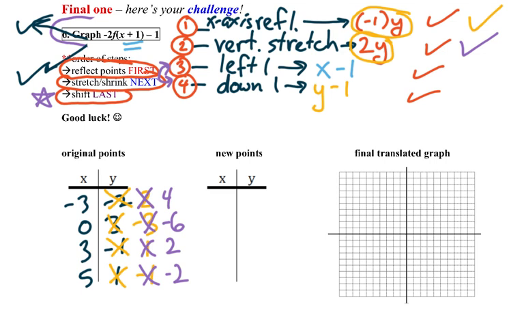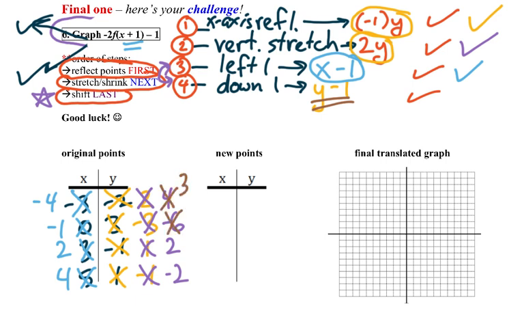So we're going to take all of our x values and subtract 1 because we're going left. Subtract 1, subtract 1, subtract 1, subtract 1. And last but not least, let's go ahead and subtract 1 from our y's to make it go down 1. That's a y change. So subtract 1, subtract 1. Gotta watch these negatives.